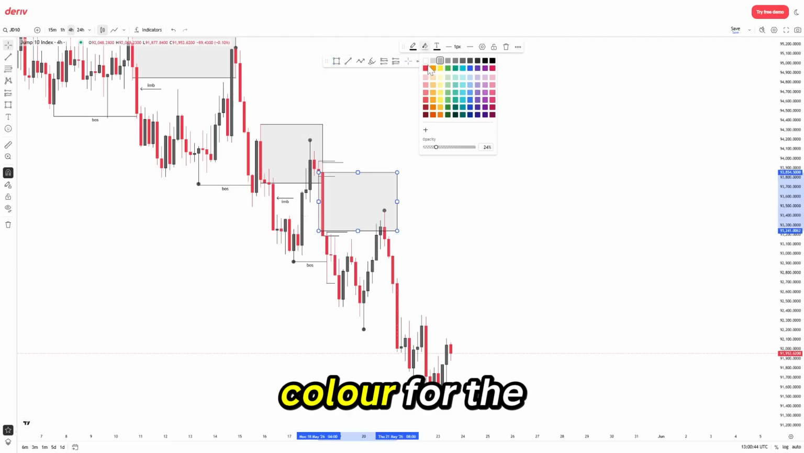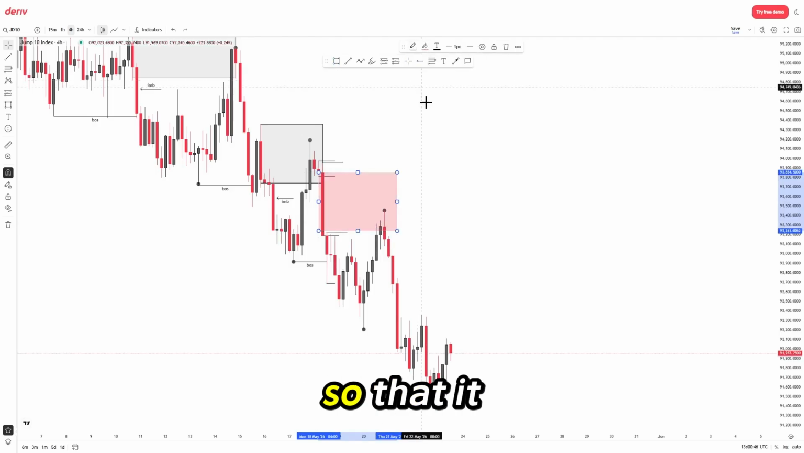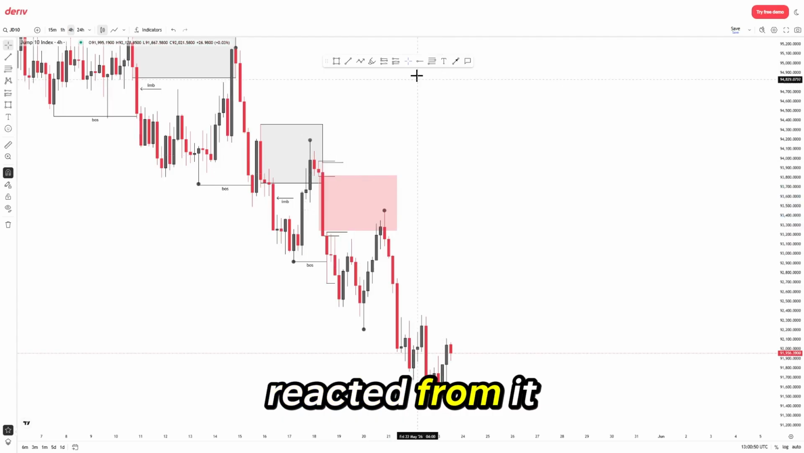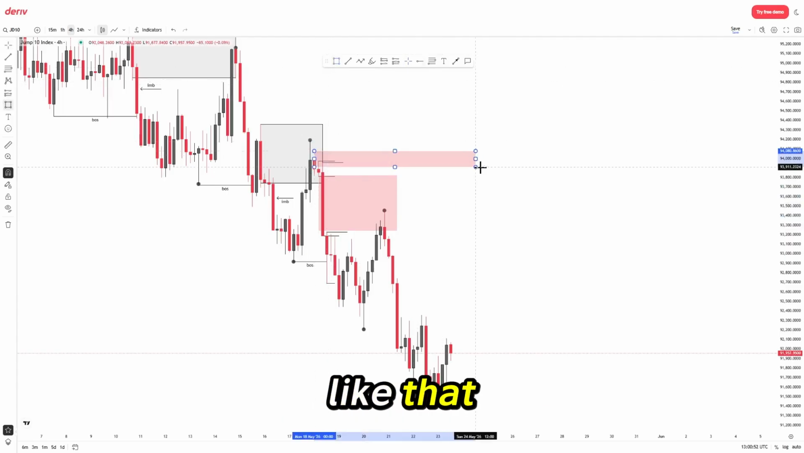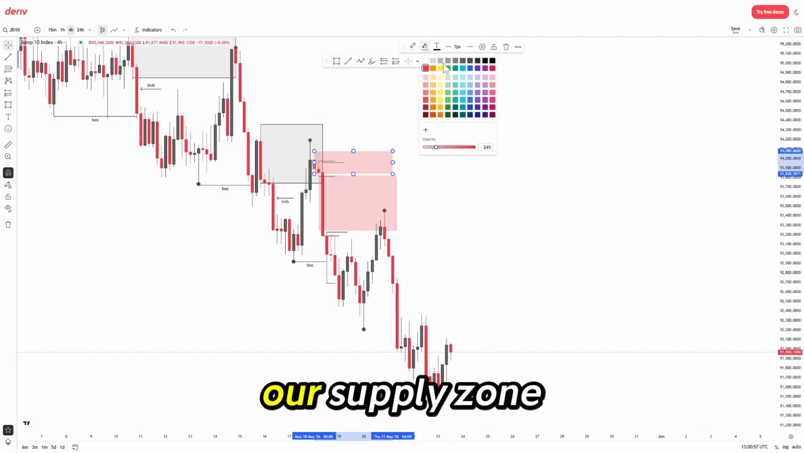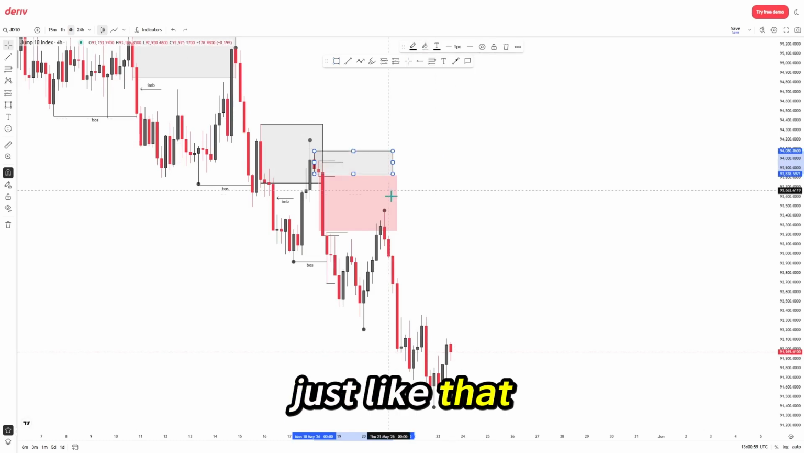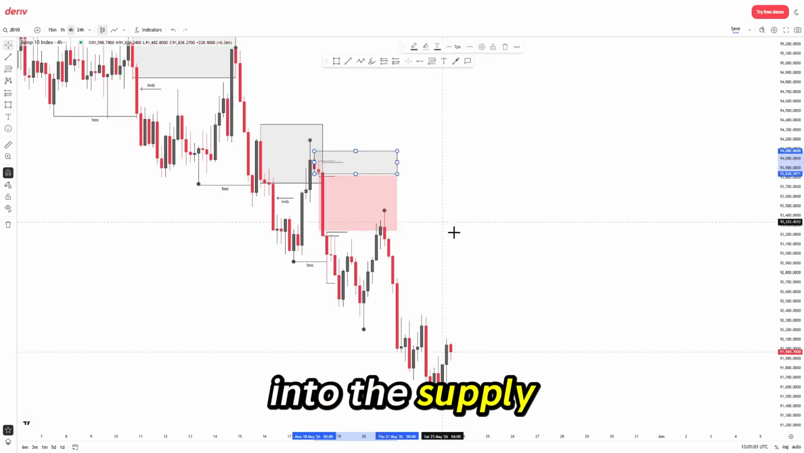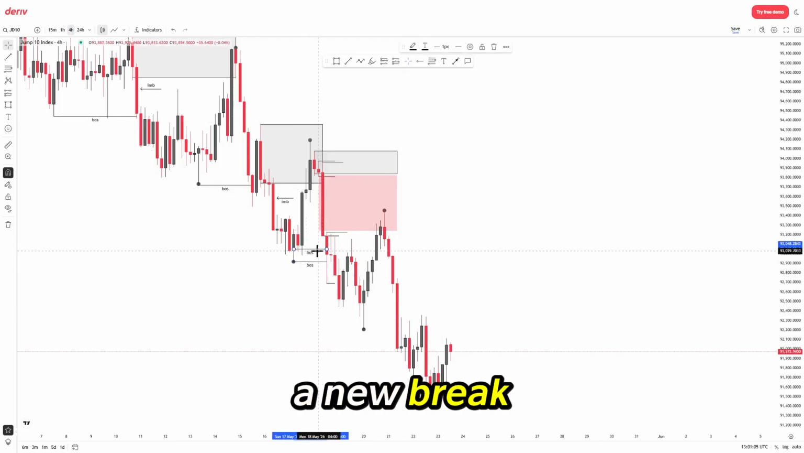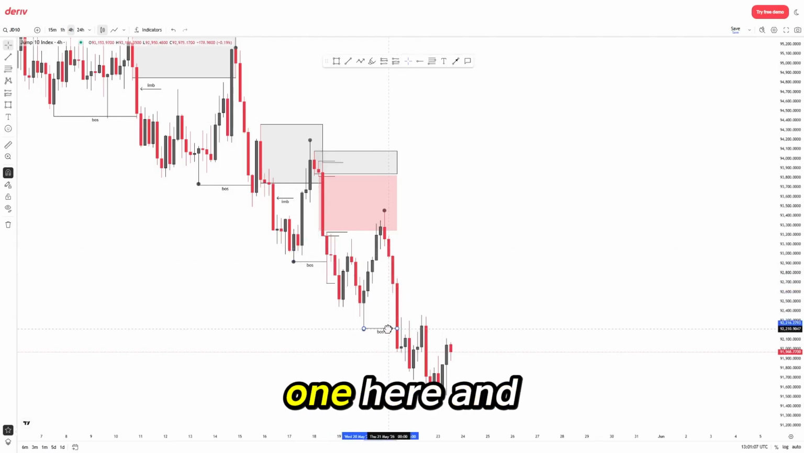So let me just change the color for the gap so that it can be a bit different from the others, because we reacted from it. That is why I'm leaving it like that. And then around here we have our supply zone, just like that. And after tapping into the supply zone, the market pushed to the downside very nicely, giving us what? A new break of structure, which is this one here.